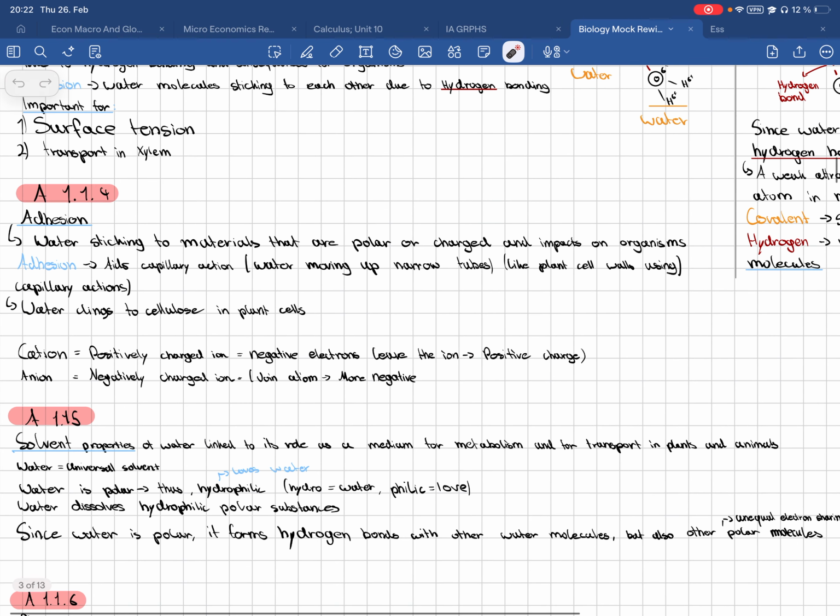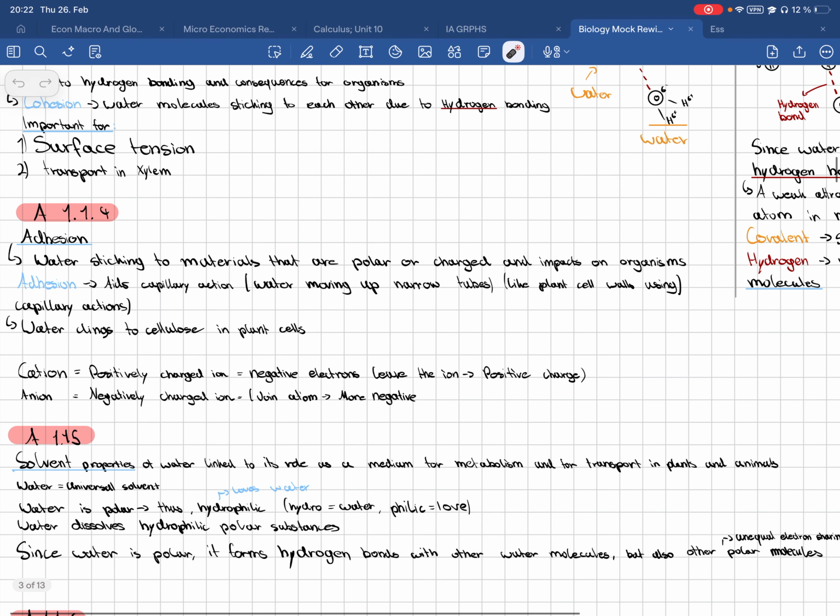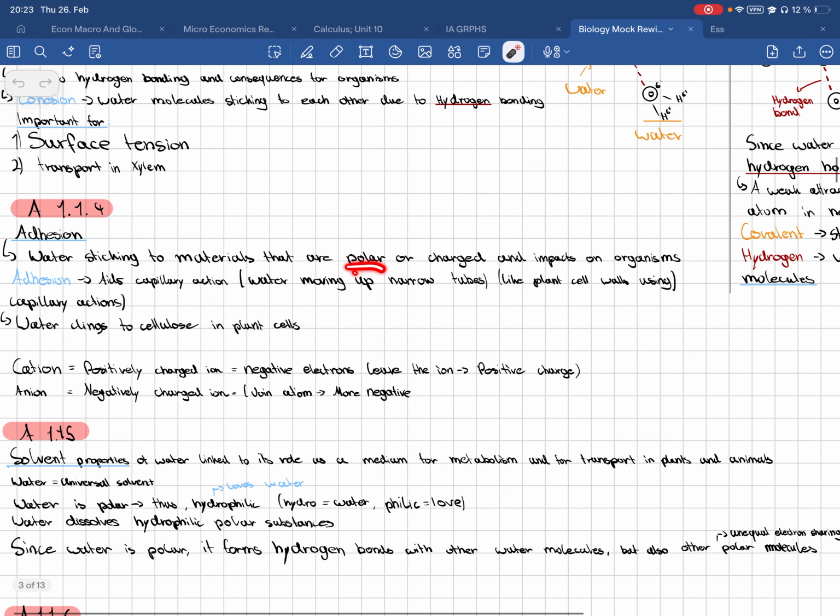Now, for A1.1.4, this talks about adhesion. Cohesion is when water sticks to water. Adhesion is when water sticks to other materials. For example, you spill water on your table, you know how that kind of sticks to the table? That's exactly adhesion. Water sticking to molecules that are polar or charged.